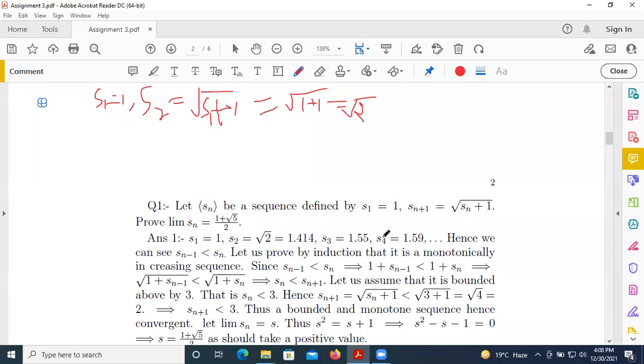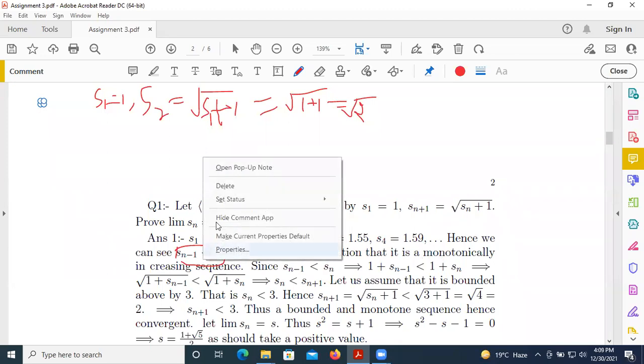And in a similar way we find S3, S4, S5, S6. Hence we can see easily that Sn minus 1 is less than Sn, because 1 is less than root 2, is less than 1.55, is less than 1.59, and so on. Let us prove by induction that it is a monotonically increasing sequence.